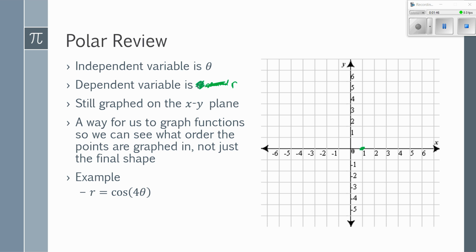If I had, say, pi over 4, I'd have 4 times pi over 4, which is pi. Cosine of that is negative 1. So when the angle is pi over 4, I have to go backwards 1. Then, if I have pi over 2, I'd have cosine of 2 pi, which is 0. So what I actually get is I'm going to have something that is going to end up going around, oops, like this. But it's the whole idea of I can graph this by plugging in different thetas, finding out what the radius is, and plotting those points.